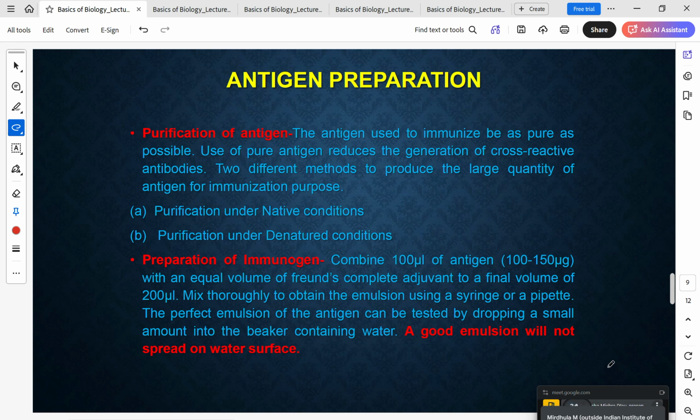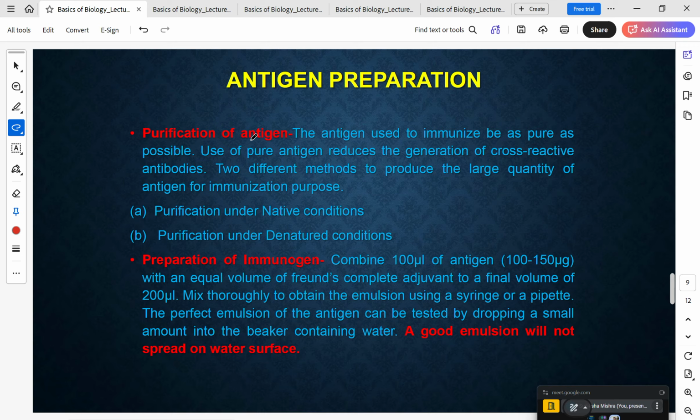To purify the antigen, there are usually multiple ways to use the antigen, but using a pure antigen reduces the cross reactivity of the antibodies. What some people do is, if the antigen is a protein, for example, then they make the antigen inside bacteria, they express it, then they isolate the protein, and then they inject the pure protein as such into the animal.